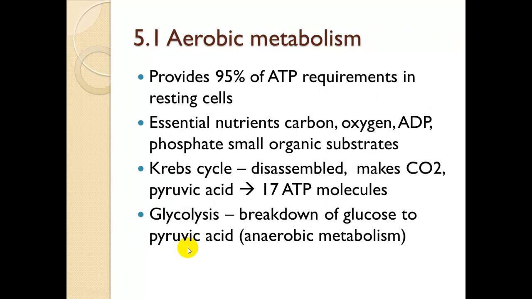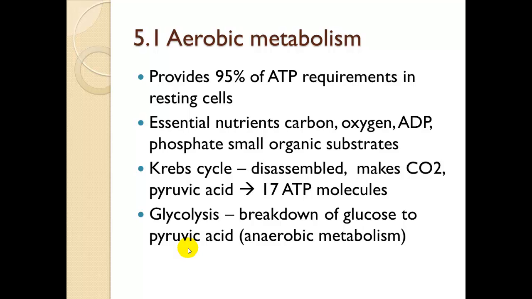5.1, aerobic metabolism. And this is with oxygen, provides 95% of ATP requirements in resting cells. ATP, again, is adenosine triphosphate. Essential nutrients are carbon, oxygen, adenosine diphosphate, and we learned in one of the slides that we essentially change adenosine diphosphate, which is 2, to adenosine triphosphate, which is 3. So we rotate that phosphate group through, and work in phosphate groups as energy packets, so to speak, in the cellular environment. Phosphate, ADP, phosphates, and then small organic substrates are utilized as essential nutrients.